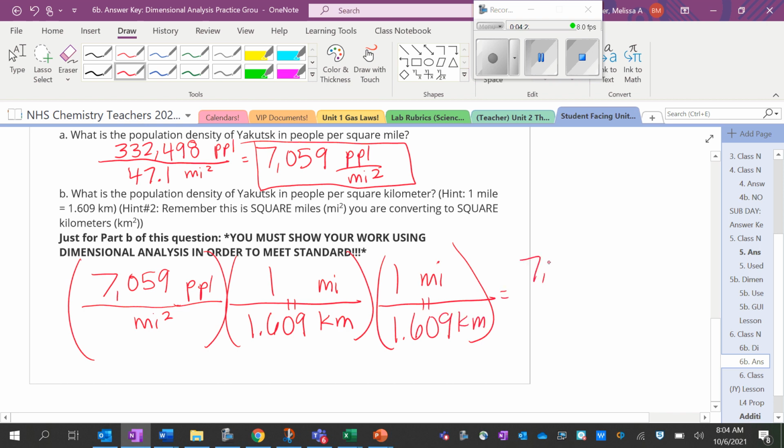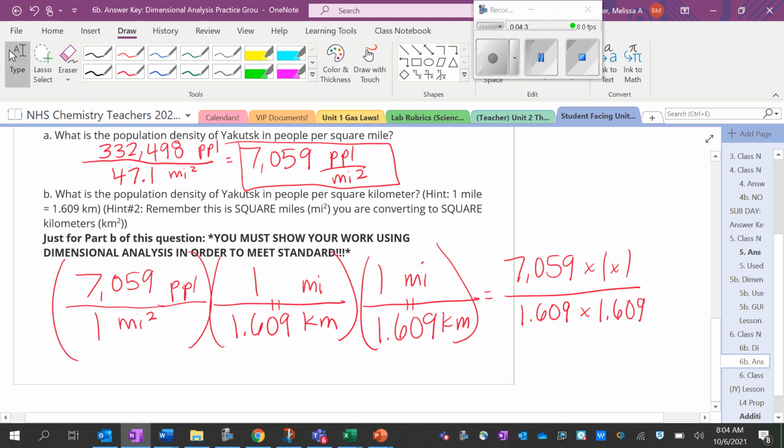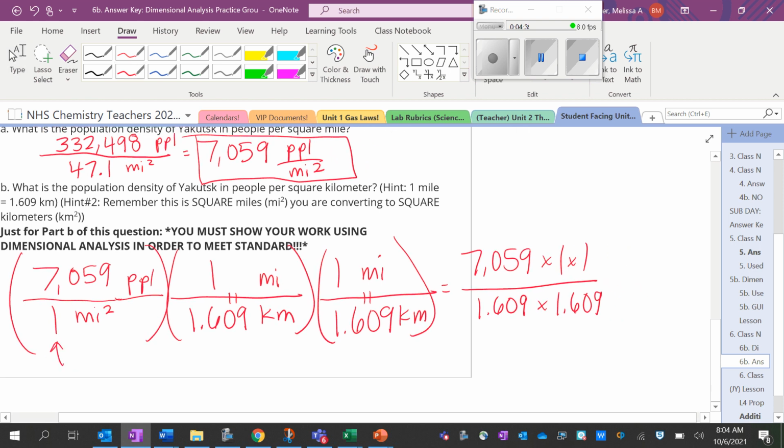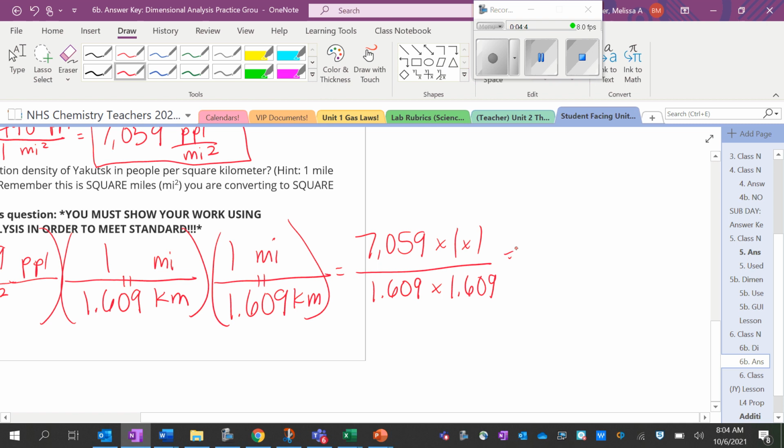Now we multiply everything on the top divided by everything on the bottom. And I paused for a second because I really could have written a 1 here for 1 mile squared. Okay, then I'm going to punch this into my calculator for the bottom part.